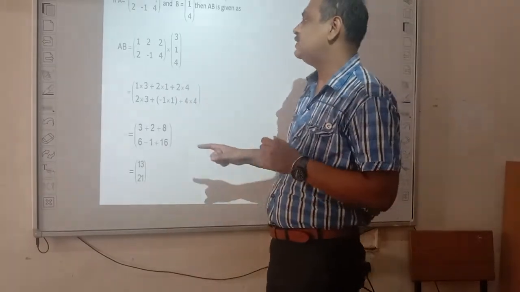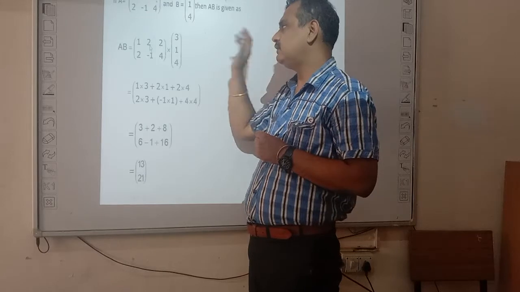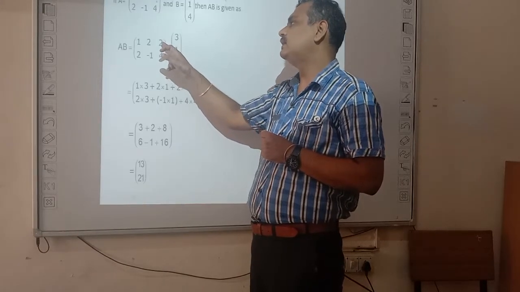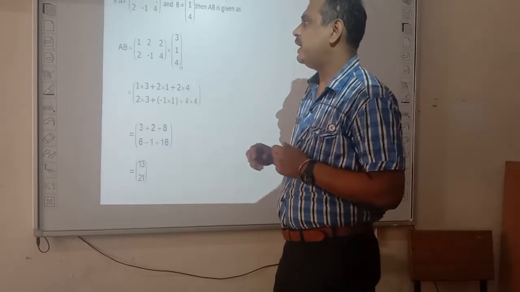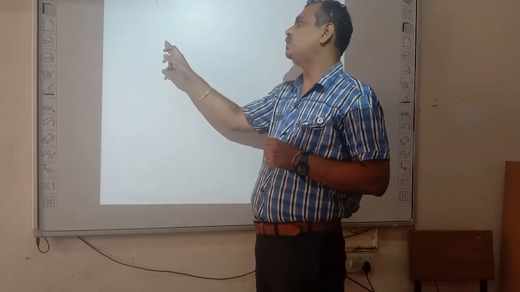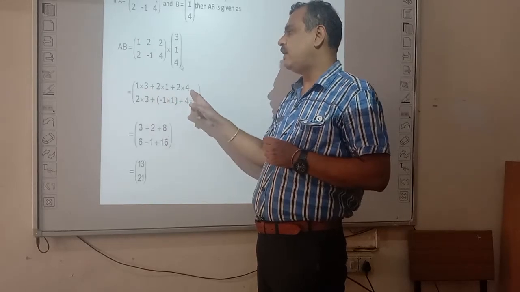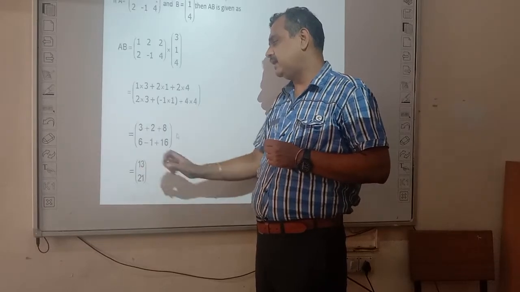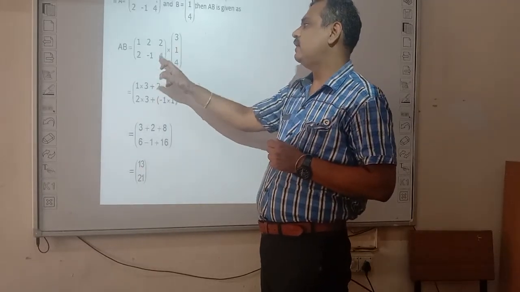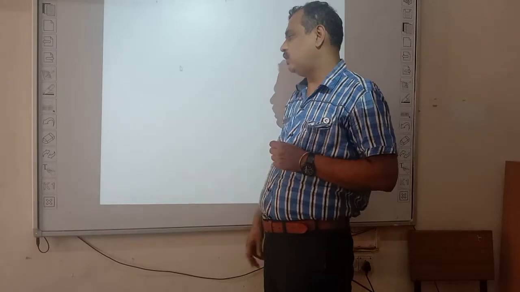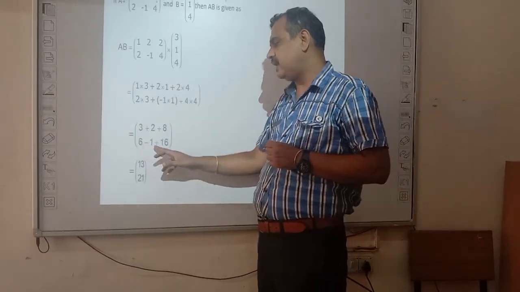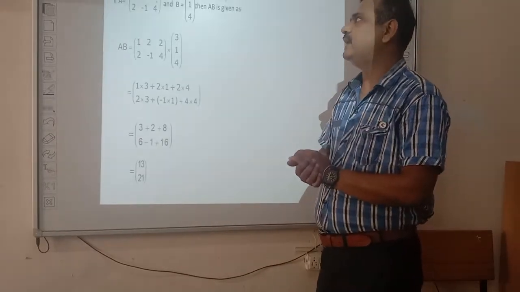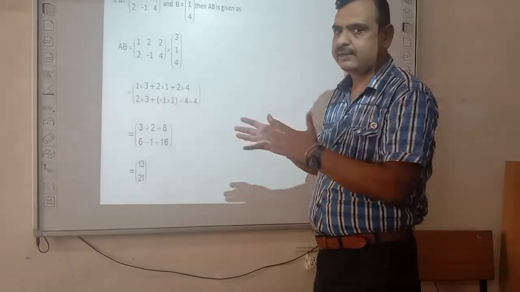And in multiplication, what you have to do: first number multiplied by first number, second number multiplied by second number, third number multiplied by third number. So 1 into 3, 2 into 1, 2 into 4, and all you have to add. So 3, 2 and 8, you will get 13. Similarly, 2 into 3, minus 1 into 1 and 4 into 4, you will get 6, minus 1, 16, which is 21. So in this way you can multiply matrices easily.